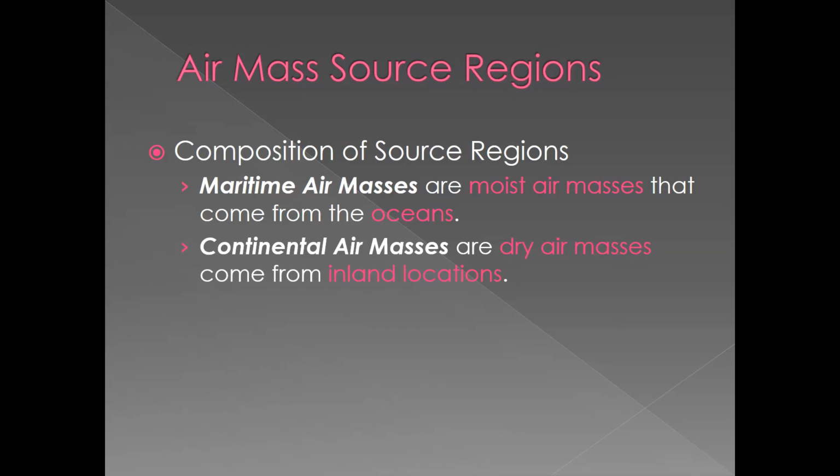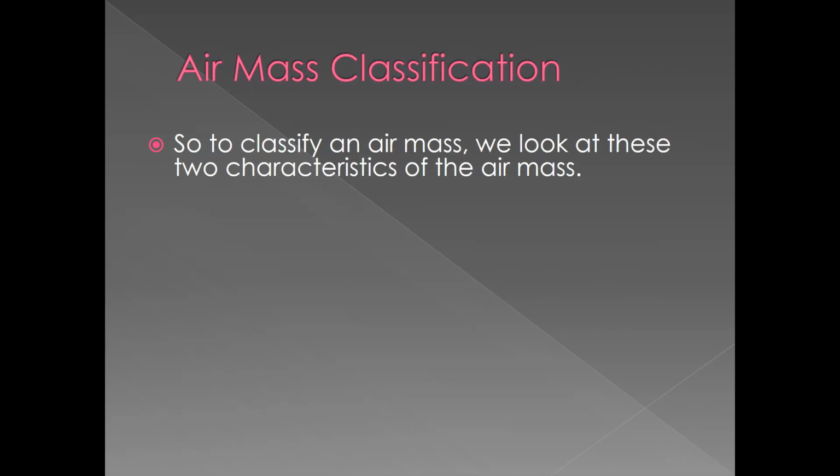Now that we have that down, we actually classify an air mass based on those previous two characteristics: its latitude and its composition. Those two things tell us everything we need to know about an air mass. And using those two things, we can put together a matrix very similar to a Punnett square if you've ever taken biology, and we can use them to classify 5 different air masses.